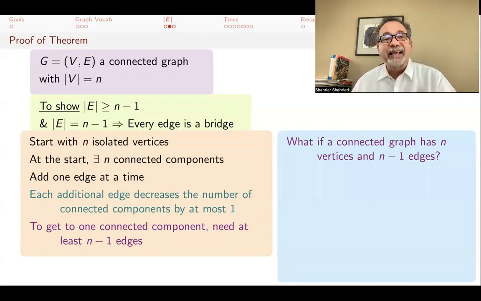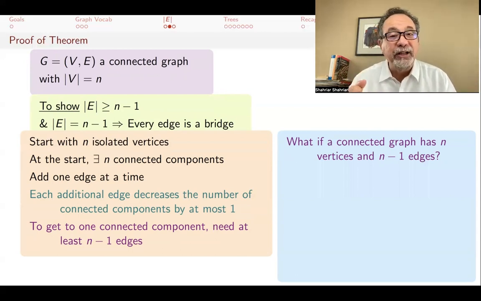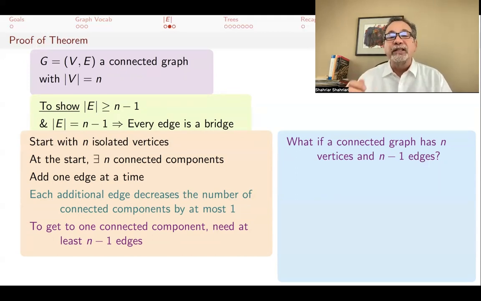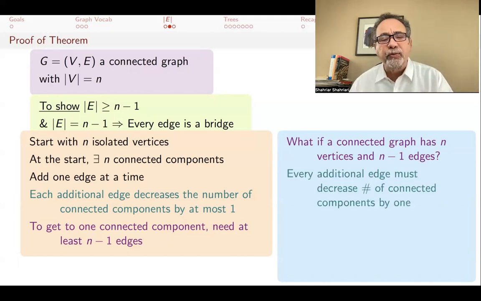Now, what if you actually needed exactly n minus one edges? Well, then every one of those edges that you put in had to do its job. Every one of them had to bring down the number of connected components by one. You didn't have any room to spare. None of those edges along the way could take its time and do nothing, leaving the number of connected components the same. If that happened, you would need more edges. But this time you have only n minus one edges, the least number you needed to bring it down to one. So every edge, when you add it in, must have decreased the number of components by one.